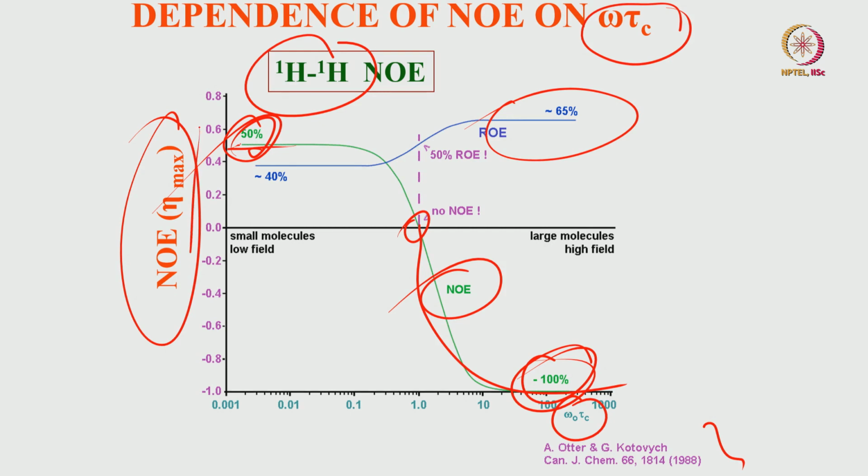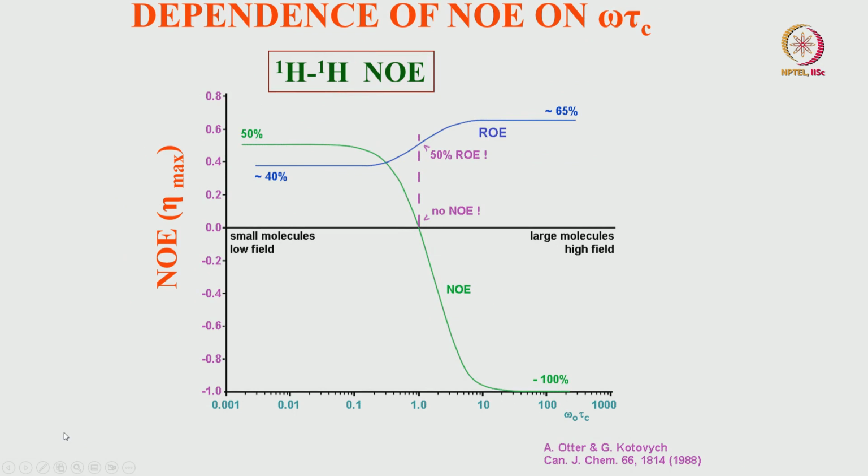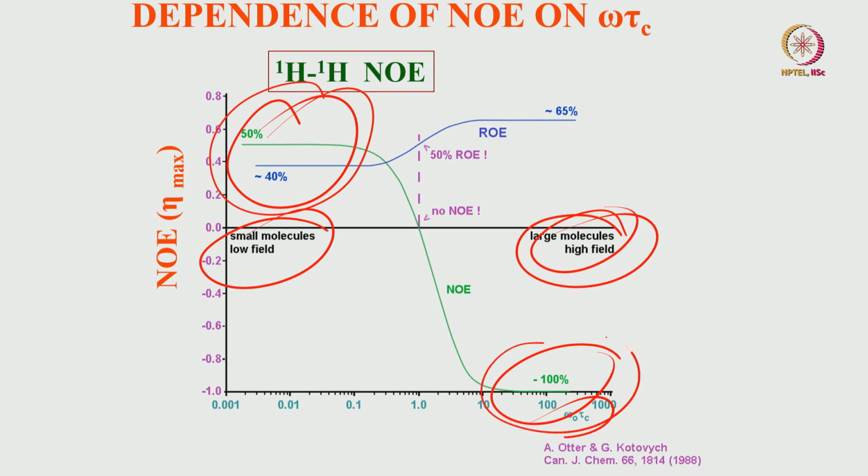So what does it tell you? This is the region pertaining to small molecules. In that region, we say NOE is positive. For large molecules, in this region, omega tau c is also larger. That means at higher and higher magnetic field. Then what is going to happen? NOE is negative. For small molecules at lower magnetic field, NOE is always positive. For bigger molecules in this region, it is negative. You see, it started coming here, different values.